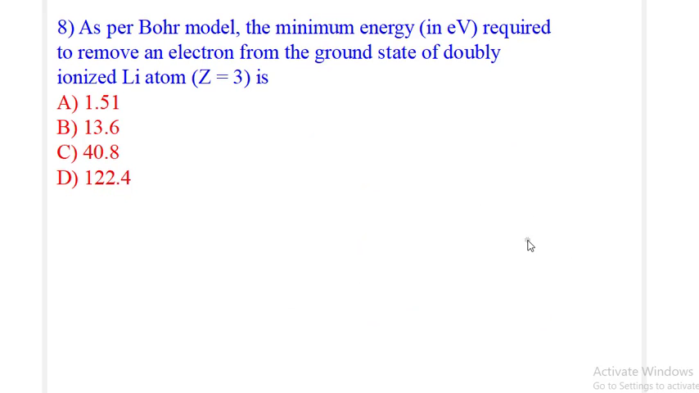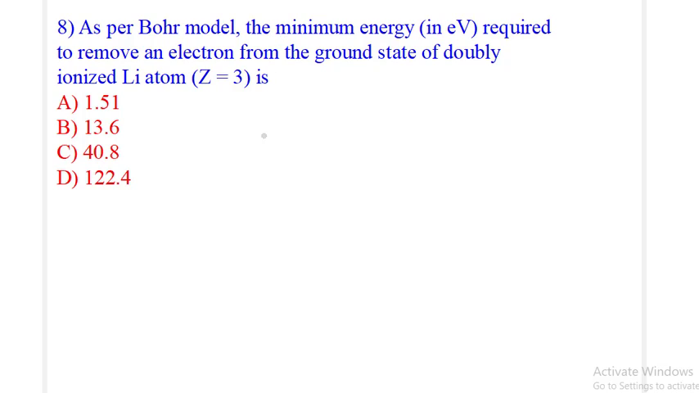Next question number 8. As per Bohr's model, the minimum energy in electron volt required to remove an electron from the ground state of a doubly ionized lithium atom, z equal to 3, is. So previously whatever problem we had done, they were concerned with the hydrogen atom. Now this is a problem with not a hydrogen atom, it is a lithium atom.